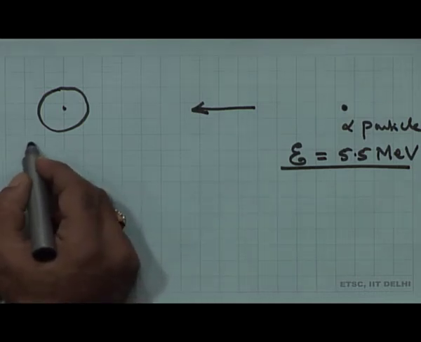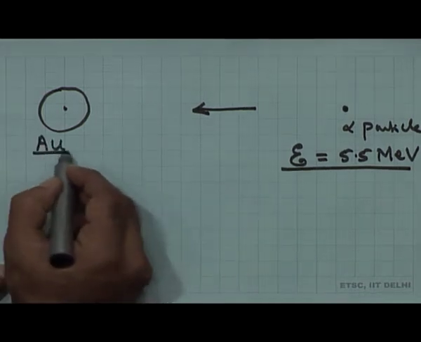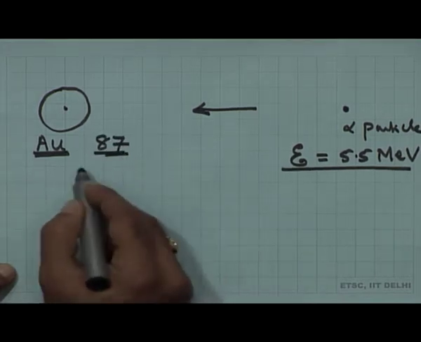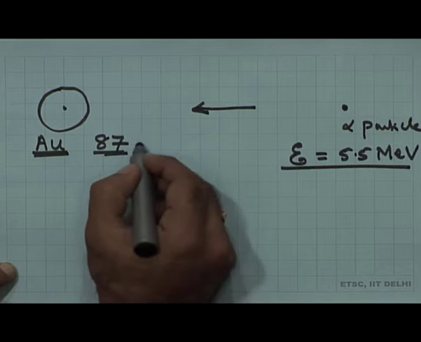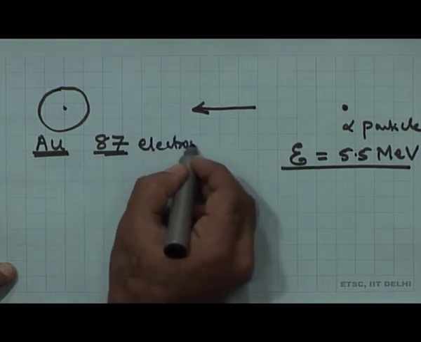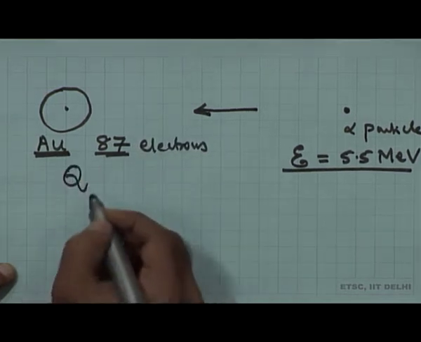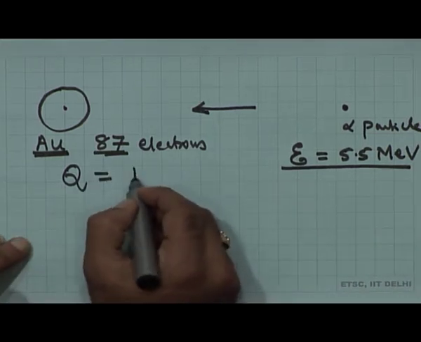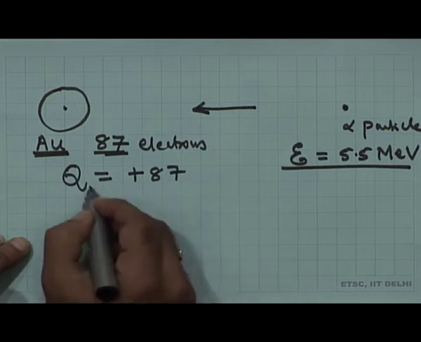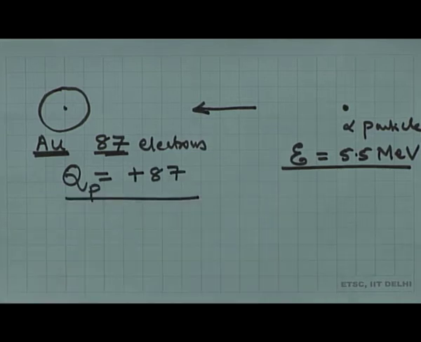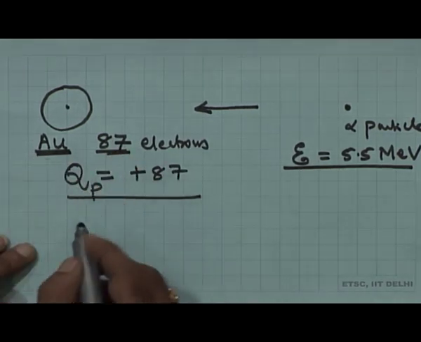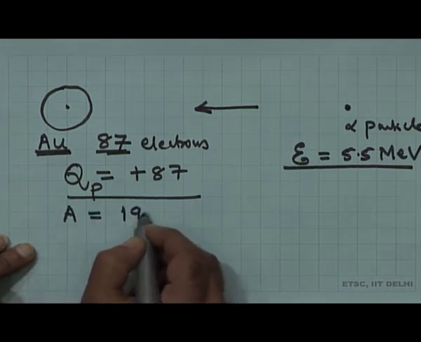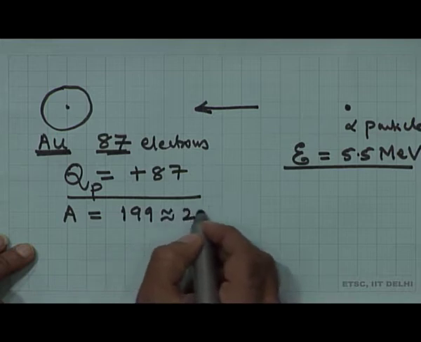So what is my nucleus? My nucleus is gold. Gold has 79 electrons. Therefore, the total charge of the positive charge distribution is also equal to plus 79. It has an atomic mass which we should remember: A is of the order of 199, almost equal to 200.